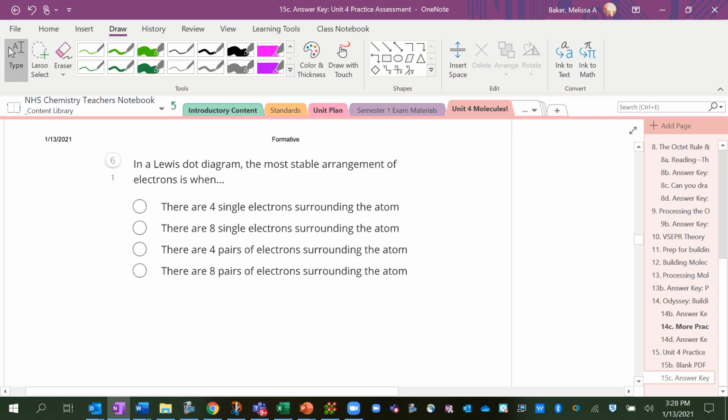In a Lewis dot diagram, the most stable arrangement of electrons is when what? Well, the most stable is when it has the great 8. So it would be when you've got 4 pairs of electrons surrounding the atom.